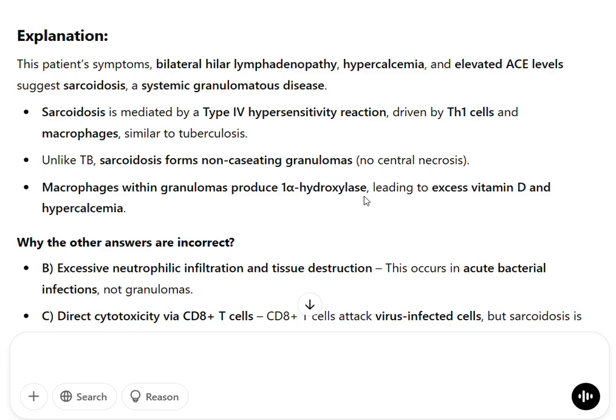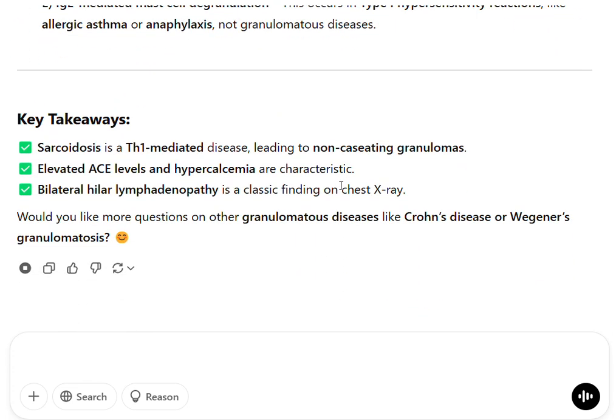Key takeaways. Sarcoidosis is a Th1-mediated disease, leading to non-caseating granulomas. Elevated ACE levels and hypercalcemia are characteristic. Bilateral hilar lymphadenopathy is a classic finding on chest X-ray.